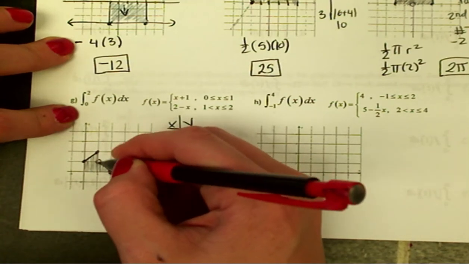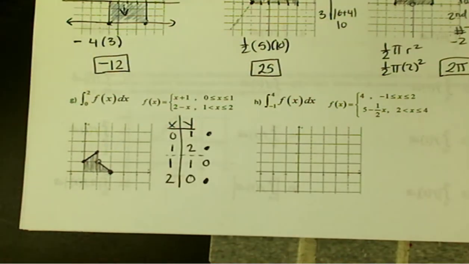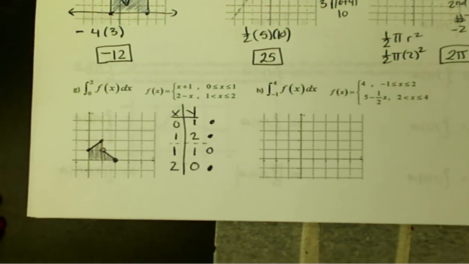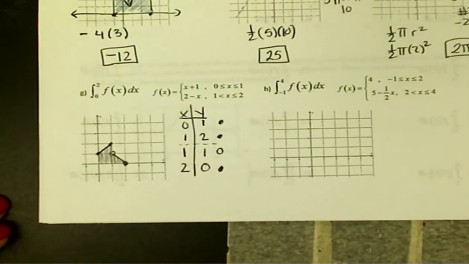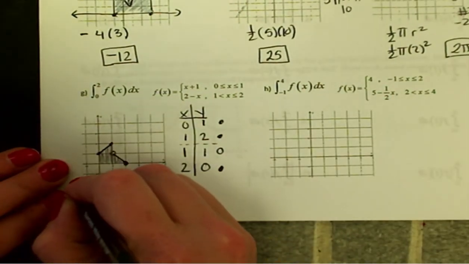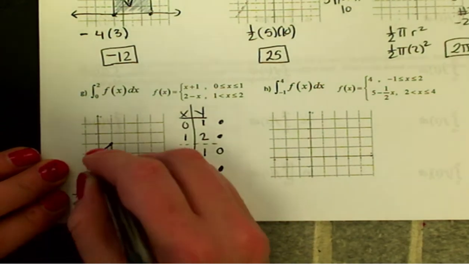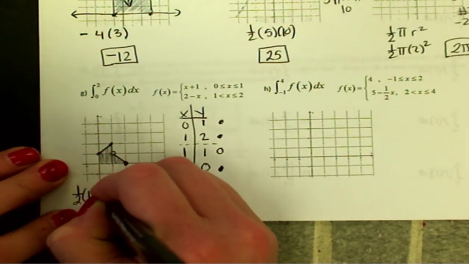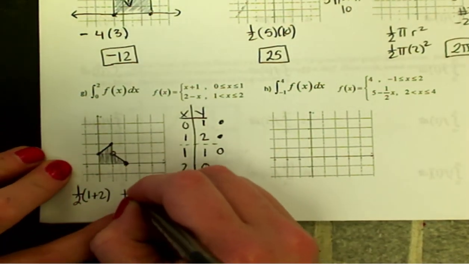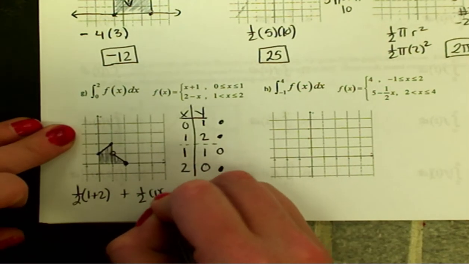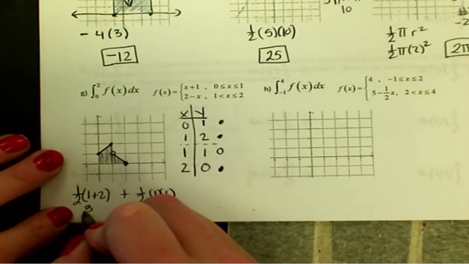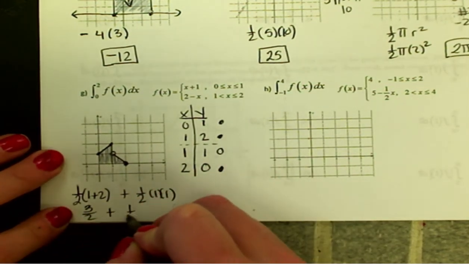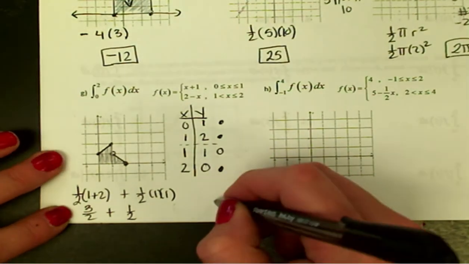Well, it's just 2 sections. You've got a trapezoid and a triangle. That's it. Just because it's piecewise just means you probably have 2 pieces. 1 for each section. Delta x over 2, y1 plus y2, 1/2 base times height. So 3 over 2 plus 1 over 2, 2.